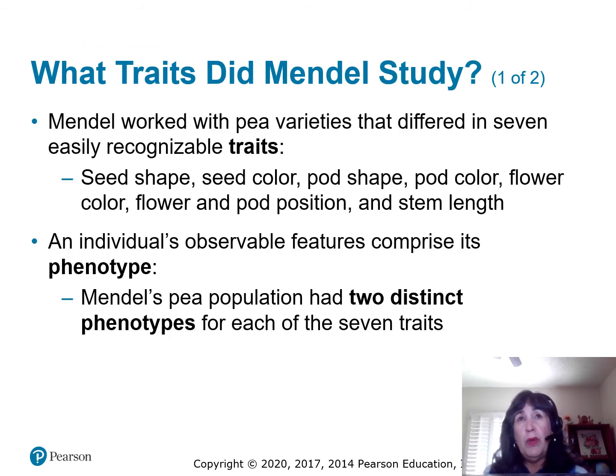So Mendel worked with pea varieties that had traits that he could visually see: seed shape, seed color, pod shape, pod color, flower and pod position, and stem length. All of these features that you can physically see are called phenotypes. Phenotypes, PH at the very beginning of the word, reminds me of what you can physically see. So there are a lot of things that you can physically see in pea plants.